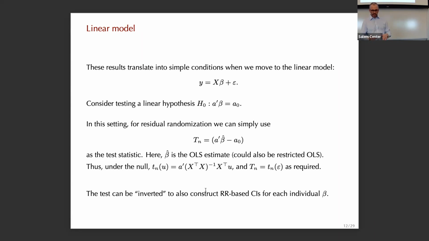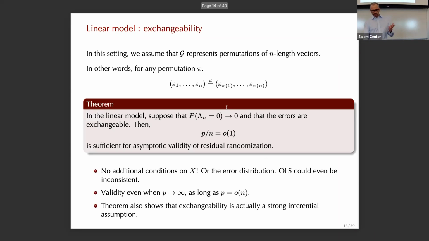Okay, now I have the linear model, I have a null hypothesis, let's say a significance hypothesis on the slopes, and I have a test statistic. So let's now see what conditions I need in order for my residual randomization test to be valid. So let's start with exchangeable errors.